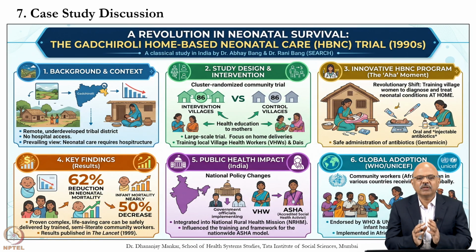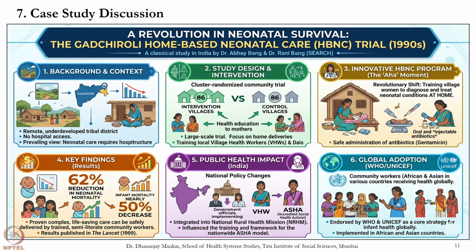National policy changes followed, and government officials started implementing this, identifying the role of the VHW, the village health worker, the ASHA, the accredited social health activist, and integrating them into the National Rural Health Mission. The NRHM got its integration and the influence of the training and the framework for the nationwide ASHA model, and this has been seen as a major step in public health intervention.